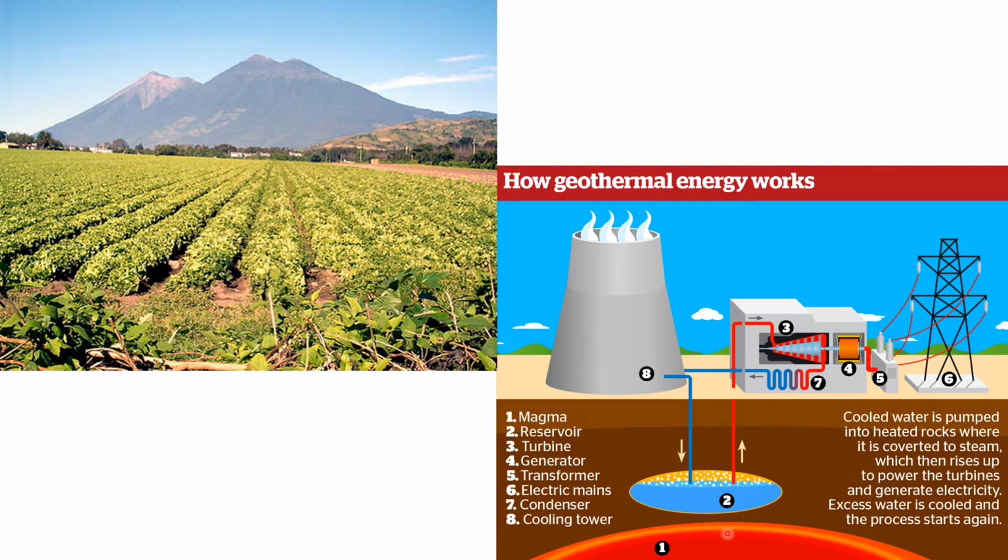So number one, we have magma, nasa ilalim ng lupa. Two, we have a reservoir of water. Three, meron tayong turbine. Four, generator. Five, transformer. Six, electric mains. Seven, we have condenser. And then we have a cooling tower.